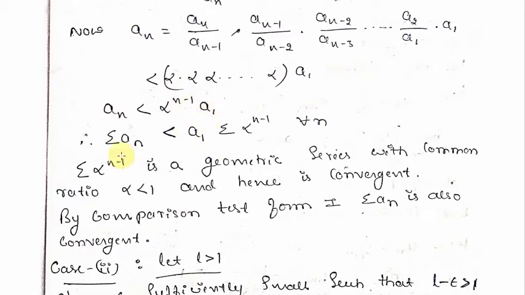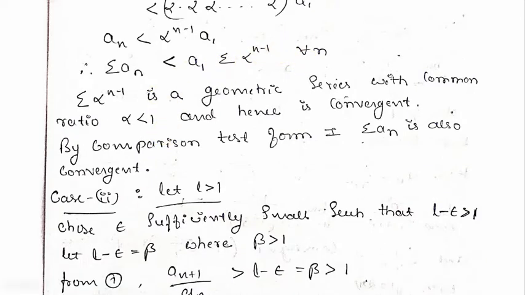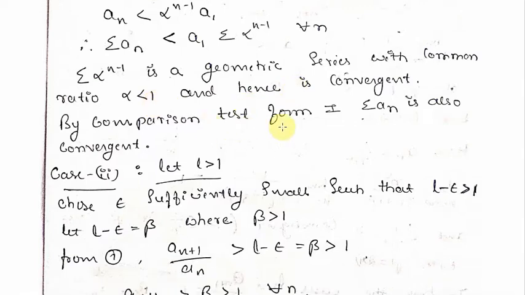That is, Σ an is less than a1 times Σ alpha to the power n minus 1 for all n. Now see, Σ alpha to the power n minus 1 is a geometric series, that is the series in the RHS. The series in the RHS is a geometric series with a common ratio alpha, which is less than 1, and so it is convergent. Now by first comparison test, Σ an is also convergent.